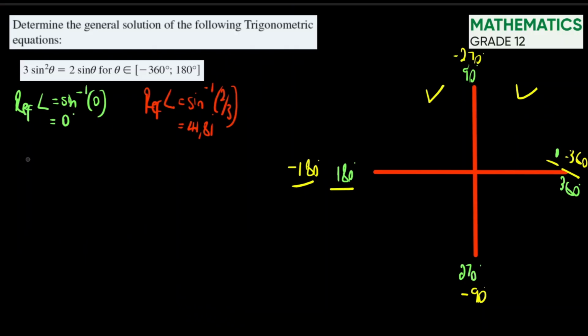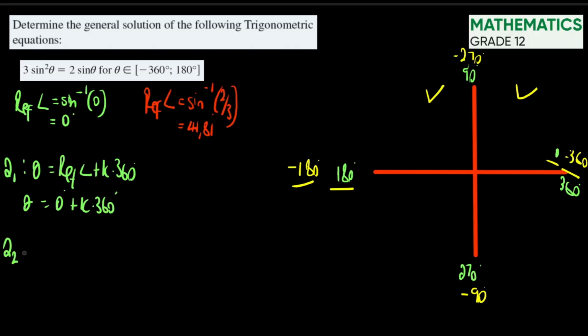So in quadrant 1, theta is equal to, in quadrant 1 we know that it's always our reference angle plus k times 360 degrees. So theta will be equal to the reference angle, which is 0, plus k times 360 degrees.